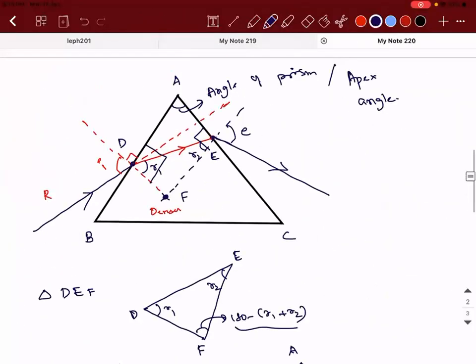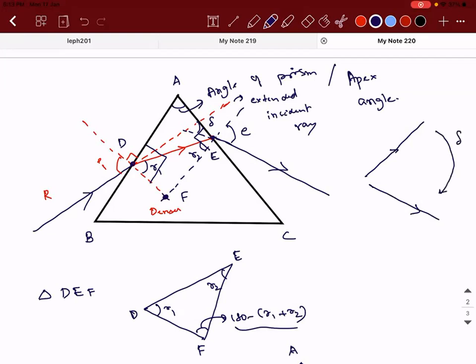Yes, sir. So this is the extended incident ray, and this extended emergent ray, I'll push it backwards. Then the angle through which the incident ray was traveling like this, but the emergent ray has come out like this. It means the incident ray has taken a turn in the anti-clockwise direction through an angle delta, and this angle is what we call the angle of deviation.